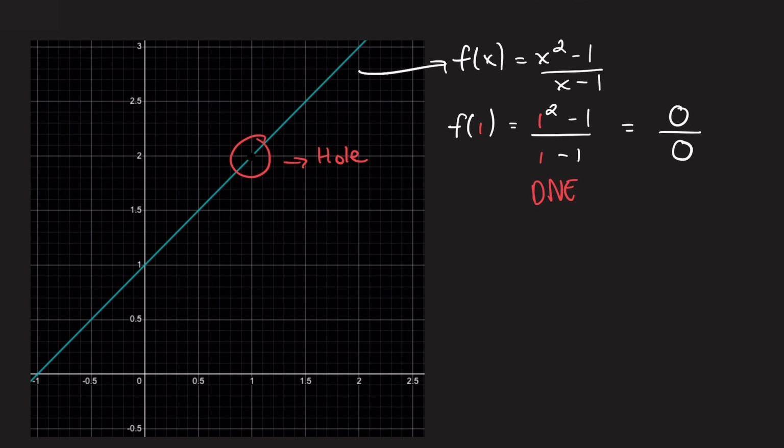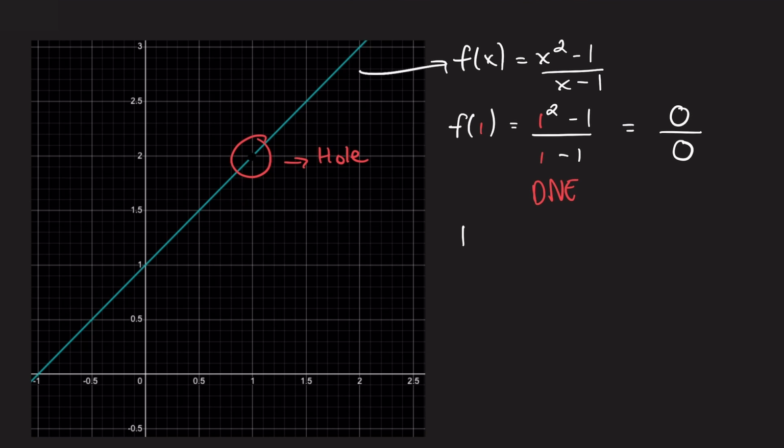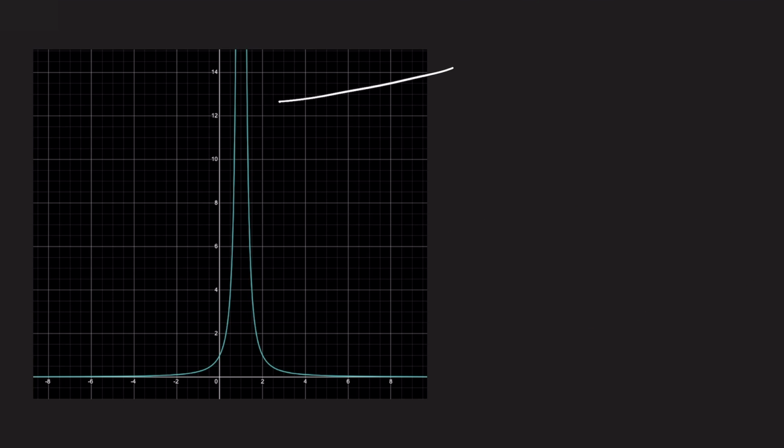Here's when limits come into play. Even though the function does not exist at x equals 1, we can find the limit as x approaches 1. If we track it from left to right, we see that as it approaches x equals 1, the value of the function gets closer and closer to 2. And the same goes if we track it from right to left. Therefore, we say that the limit as x approaches 1 of x squared minus 1 all over x minus 1 is 2.